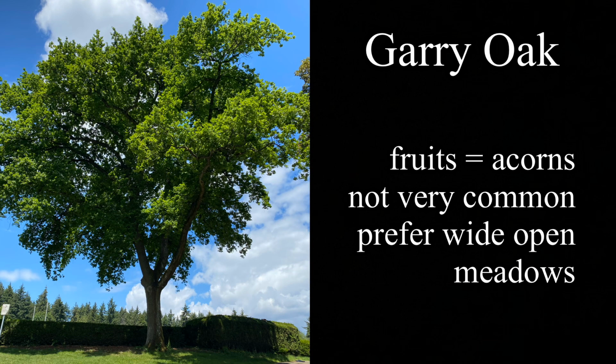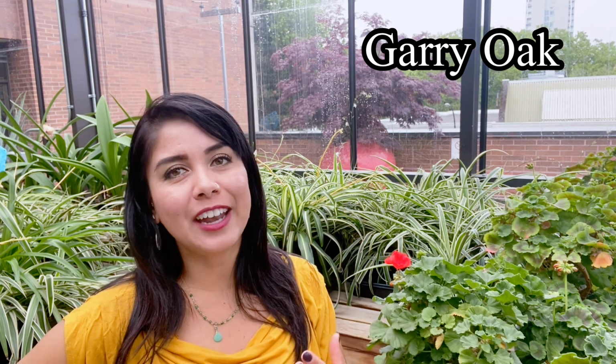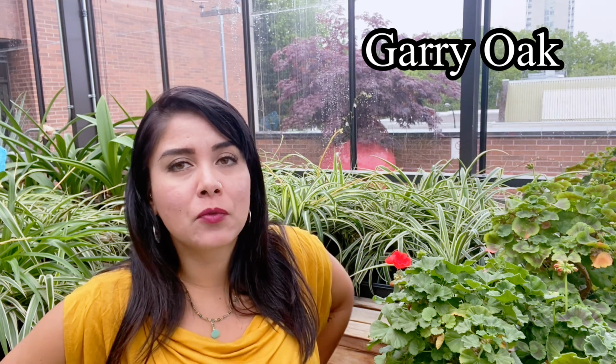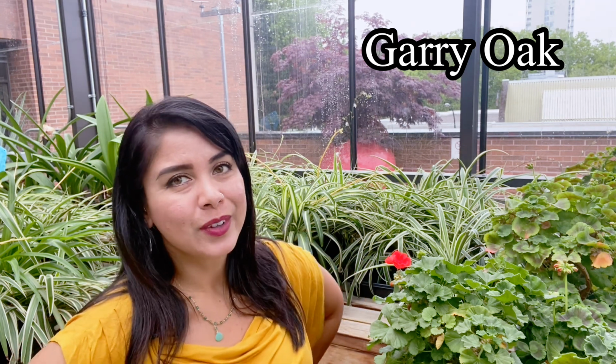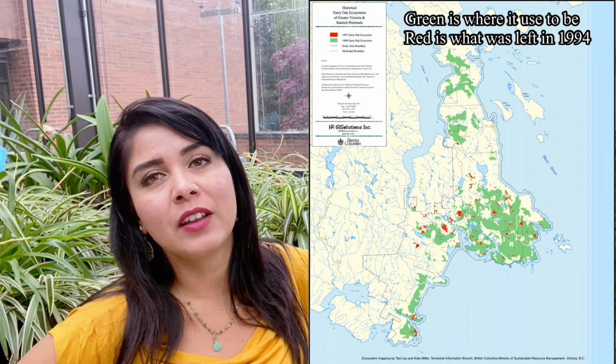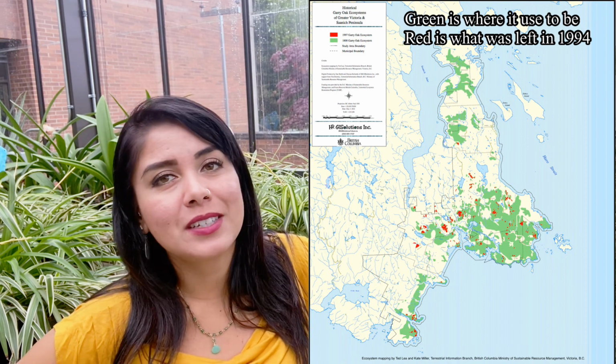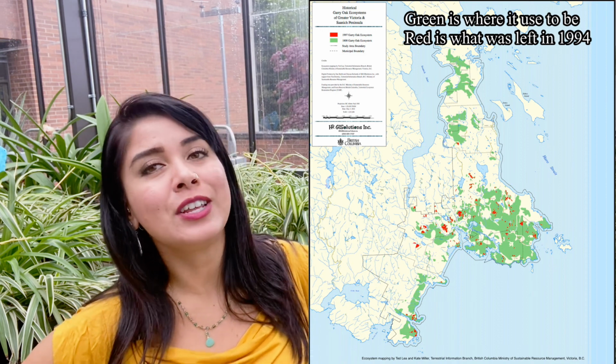Garry Oaks are not very common trees in the coastal temperate rainforest, but can occasionally still be found in the coastal western hemlock biogeoclimatic zone. They prefer to grow in wide open meadows, and they do not compete well with dense conifer communities. The Garry Oak ecosystem also needs to compete with humans and invasive species for space. The areas where the Garry Oak used to thrive have mostly been replaced by urban development and agriculture. Only about 3% of that ecosystem remains. Most of that is on Vancouver Island, and it's now considered Canada's most endangered ecosystem.